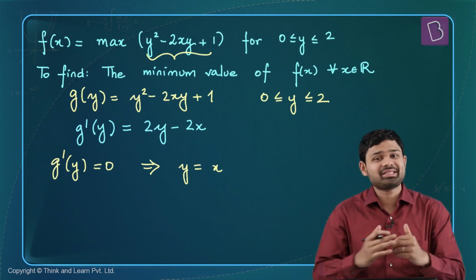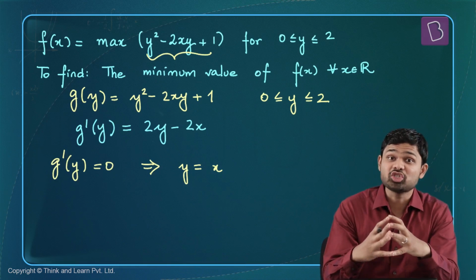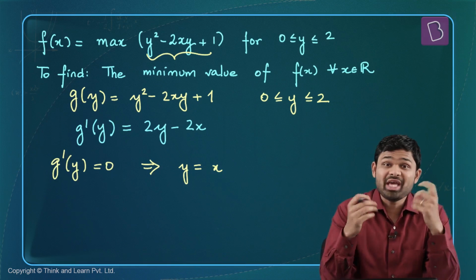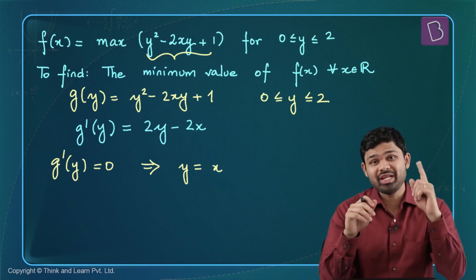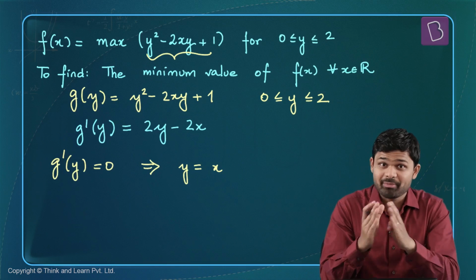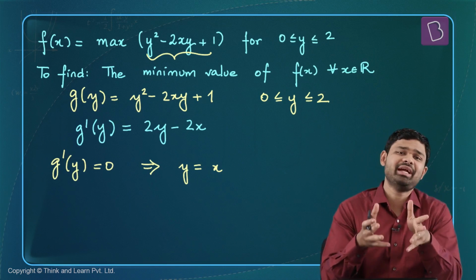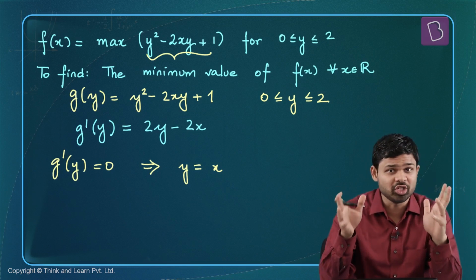Now, where will a maximum occur? Well, maxima will occur at critical points or at the endpoints. So we have found out the critical point of this function. There's only one critical point, which is going to be y equal to x. That's going to be the point where a function can attain a maximum value, or else the function will attain maximum value at the two endpoints, 0 and 2.